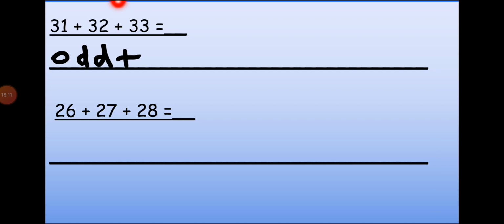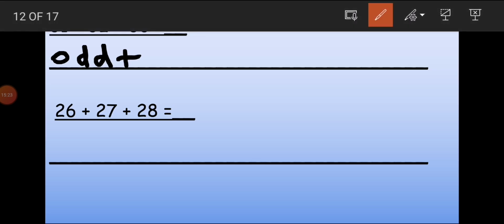Now look at the next number, 32. 2 is on the ones place, 3 is on the tens place. So 2 is on the ones place and 2 is a multiple of 2, and the numbers ending in 0, 2, 4, 6, 8 are even numbers. So 32 is an even number.